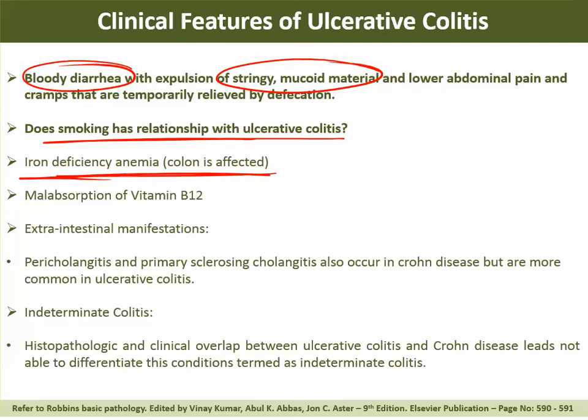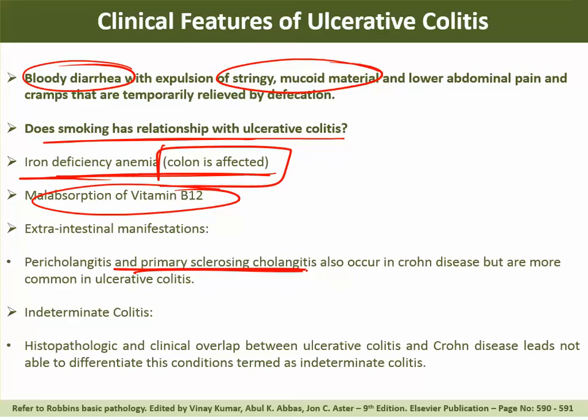If the colon is affected, it will produce iron deficiency anemia. If the small intestine is involved, it will produce vitamin B12 deficiency. Now the most important extraintestinal manifestation, which I already explained, you should not forget: primary sclerosing cholangitis. It means inflammation of the bile ducts, which leads to fibrosis, and they will develop jaundice. That is characteristically seen in ulcerative colitis.